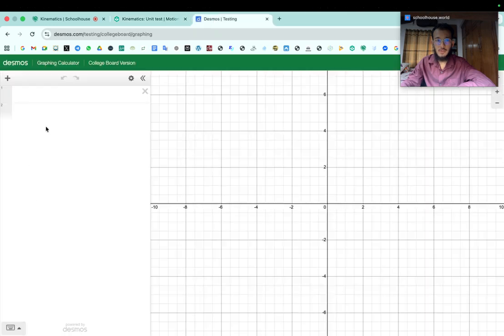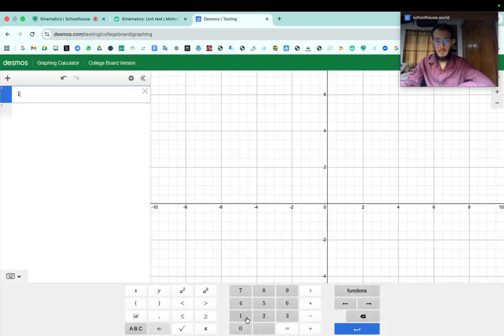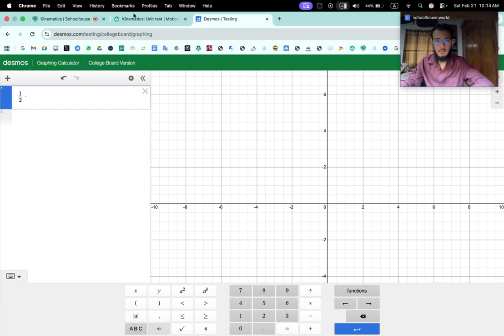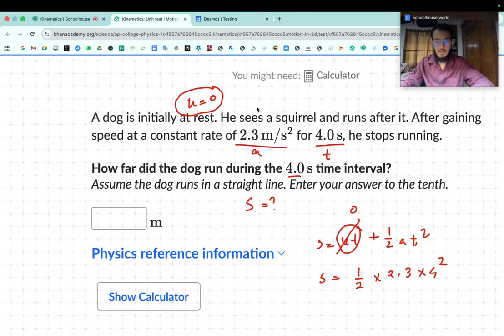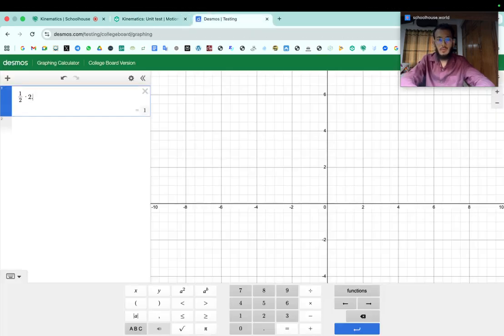This will be our answer. Let's see. So half multiplied by 2.3 times 4 squared.